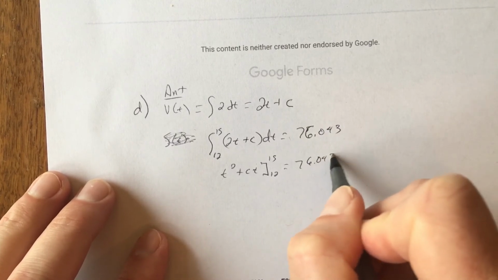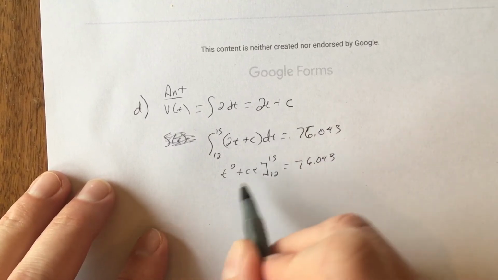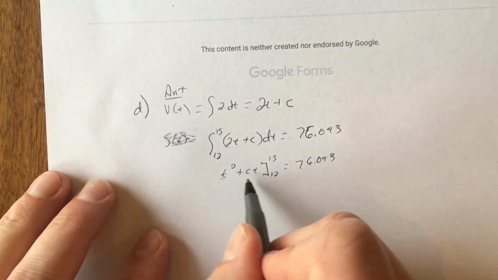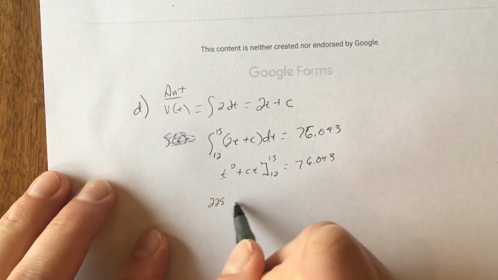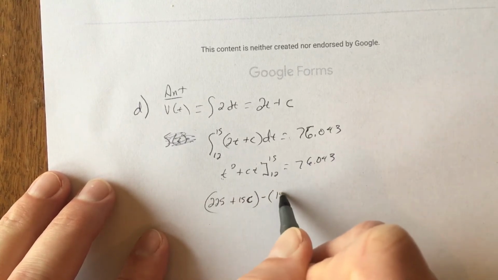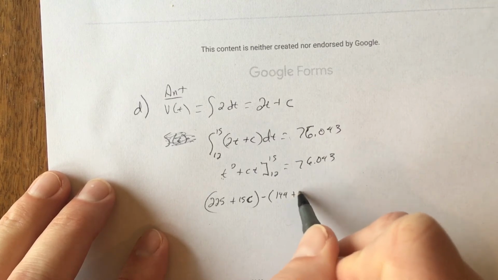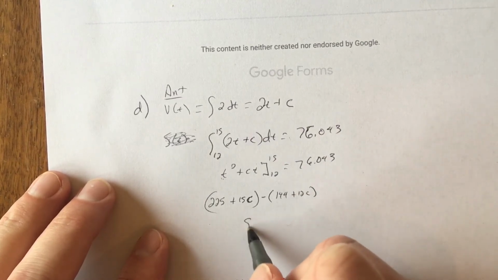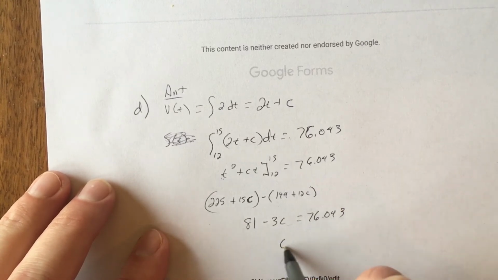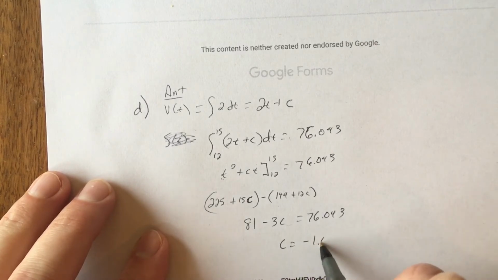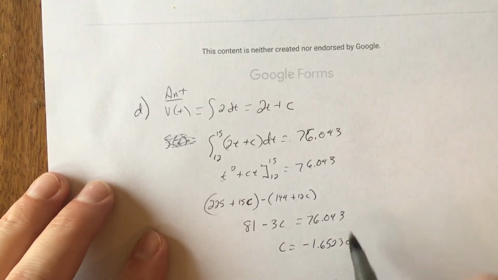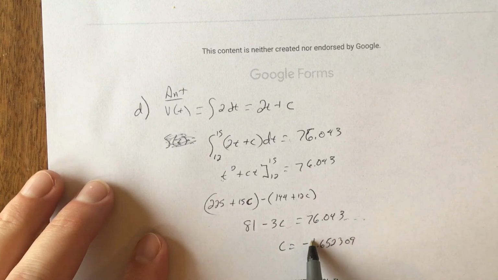If we plug these values in, we get 225 plus 15c minus 144 plus 12c. If we subtract here, we end up with 81 minus 3c equals 76.043. If we work this out, we end up with c equal to negative 1.652309. That's assuming this number was kept all the way through too. Okay, so there's our c value.